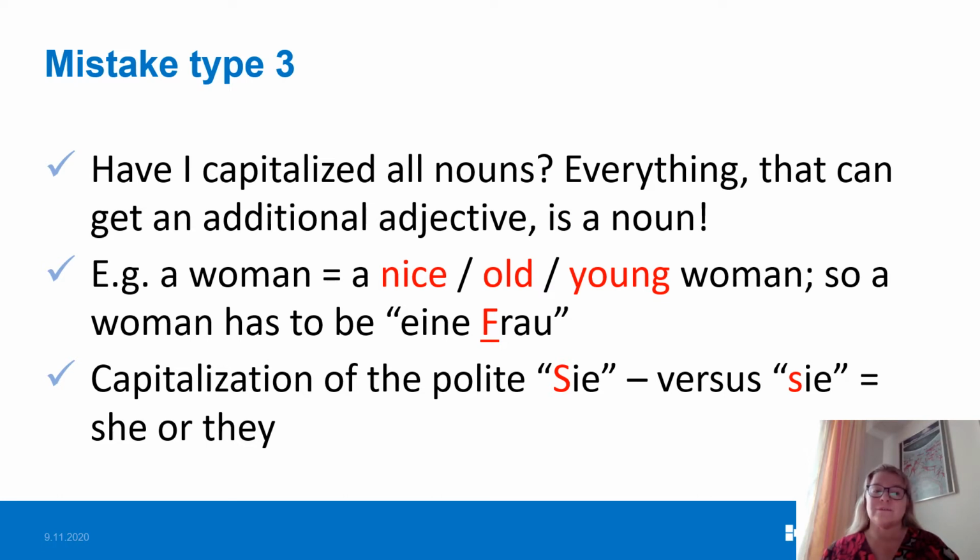So for instance, if you have the German a woman, eine Frau, you can also say a nice woman or an old woman or a young woman. So if you can do that with a word, it automatically means it has to be a noun. So you have to capitalize that word, eine Frau. Also remember that you have to capitalize the polite Sie, versus sie with a small s, which can mean either she or they. So don't confound the two.